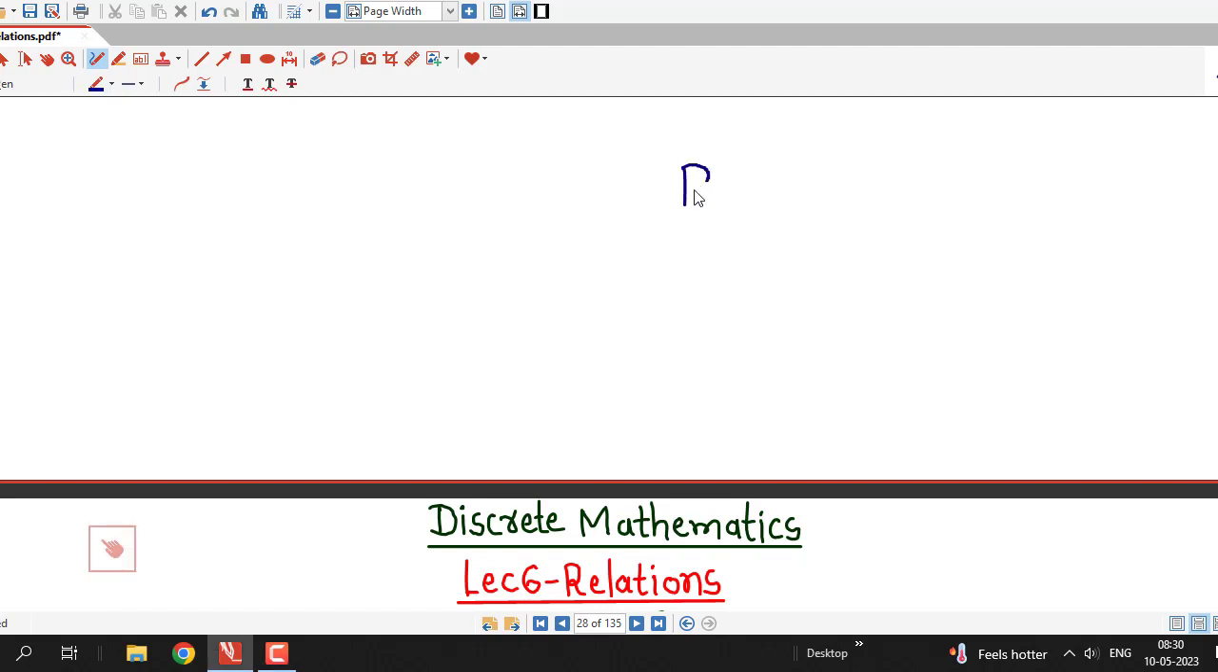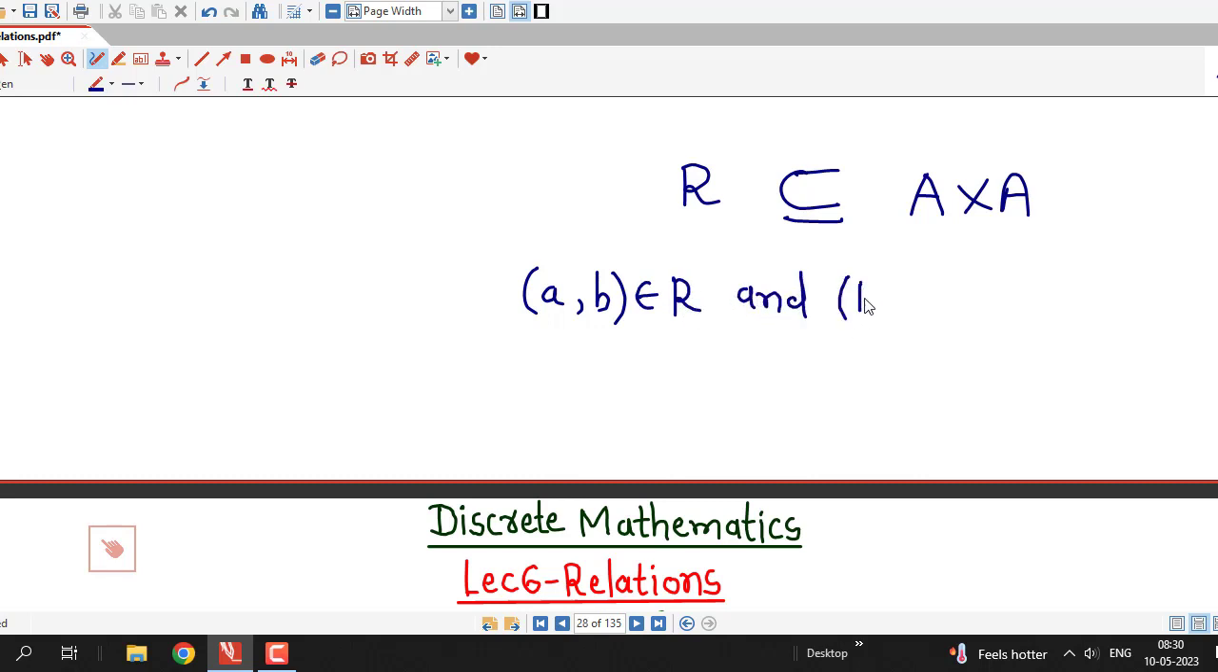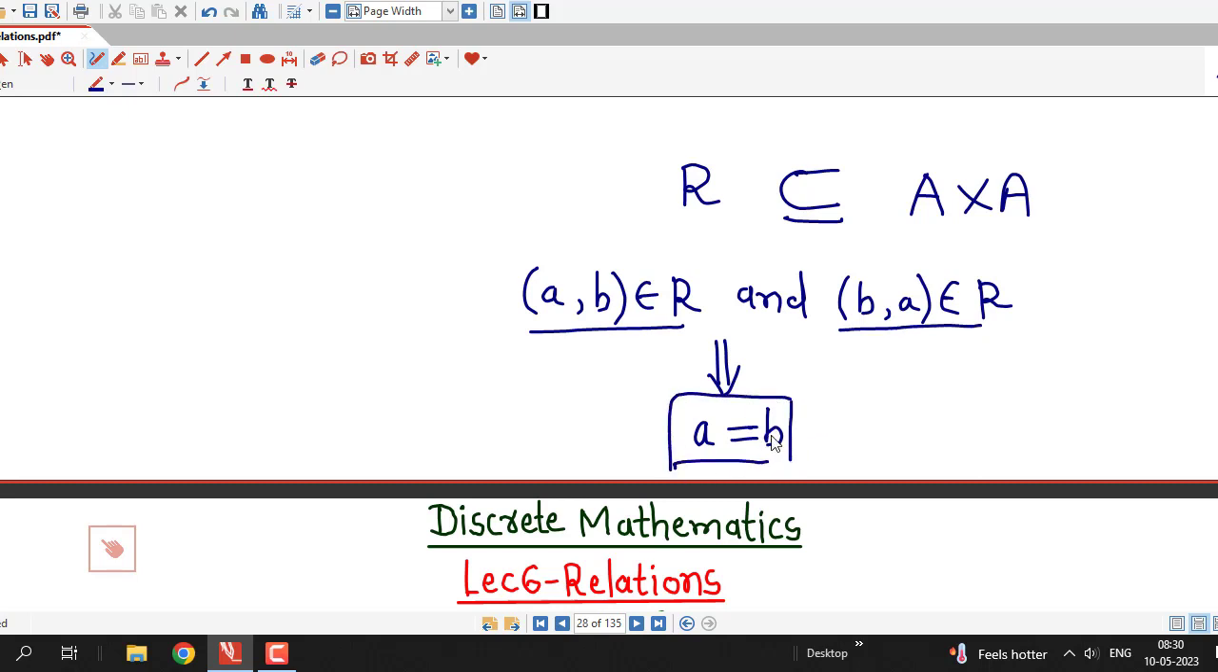Suppose we have some relation R on a set A, that is R is a subset of A cross A. Then this relation R is said to be antisymmetric on set A if whenever (a,b) belongs to R and (b,a) belongs to R, then this must imply that a equals b. If (a,b) belongs to R and (b,a) belongs to R, then a and b must be equal.